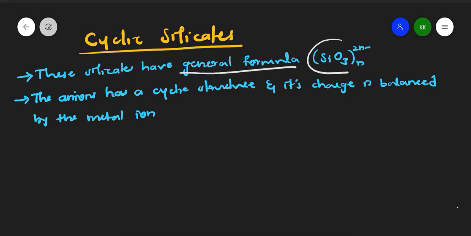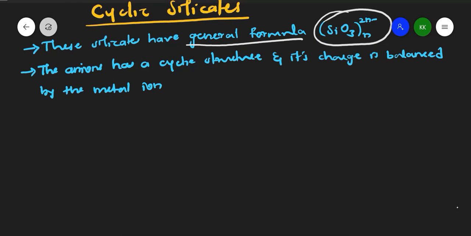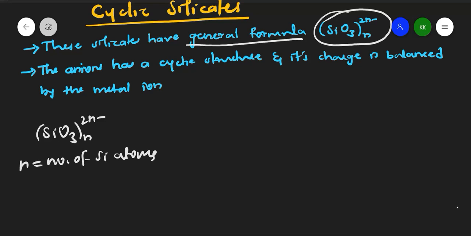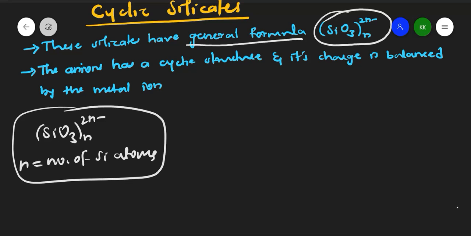That is SiO3 n, 2n minus, right? So that will be the general formula. Here n is nothing but the number of silicon atoms, and it will form different cyclic structures.